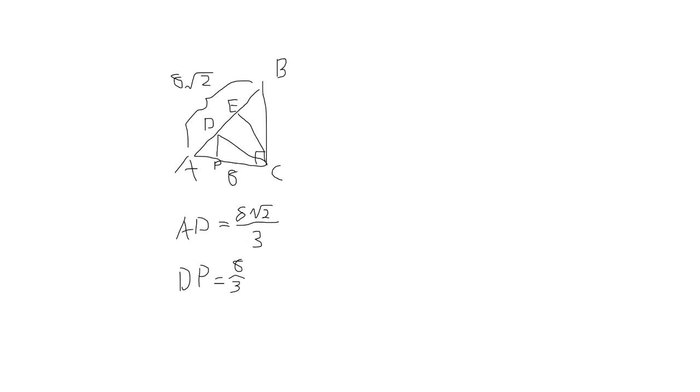And then since DP equals A over 3, AP also equals A over 3. So I gotta stop doing that. So therefore PC equals 8 minus A over 3 equals 16 over 3.